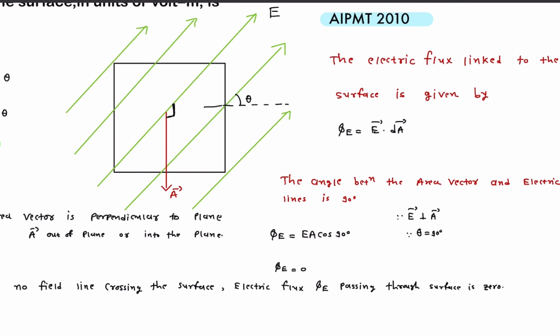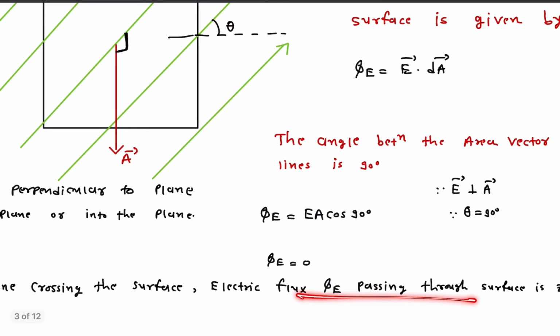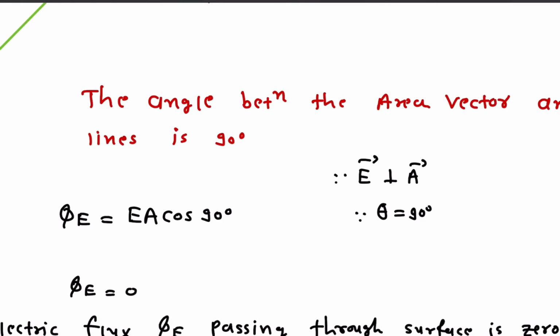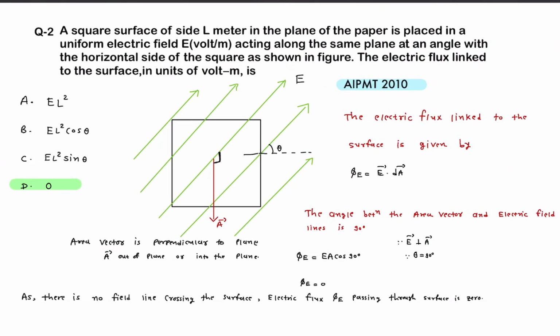So no electric field line crossing the surface. So the net flux is equal to 0 because of E perpendicular to A. Because here the electric field is perpendicular to area vector. That's why theta is 90 degree between them. So electric flux passing through the given plane or surface is 0. Option D is correct.